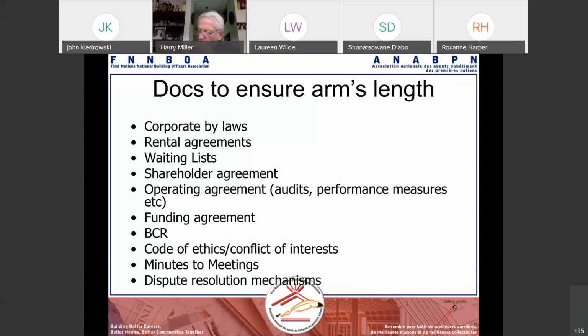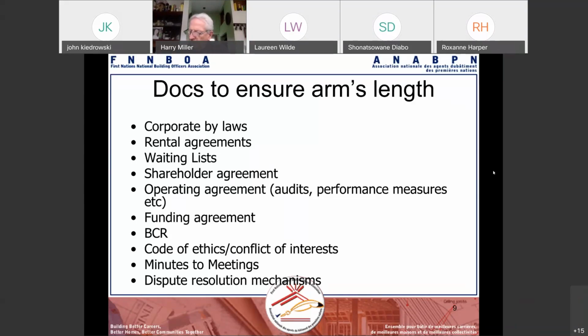Rental agreements, there are clear rental agreements in place, some reflecting provincial landlord tenancy legislation. Others are close, but at least there's strong rental agreements. Everybody has to pay their rent, and there's a process for not paying. There's also a process of how to make sure that the homes are being maintained by the tenants.